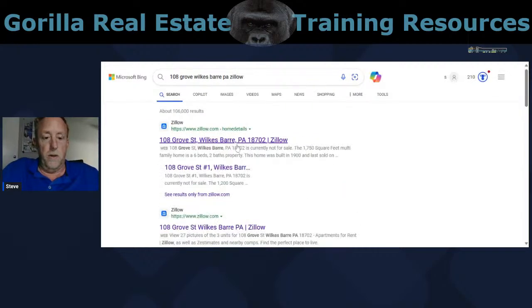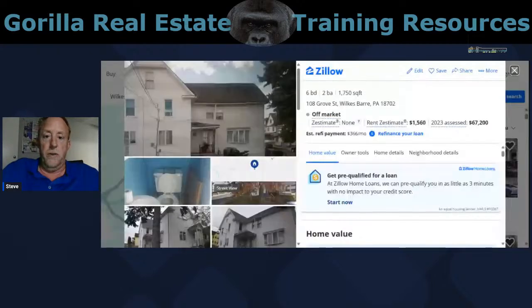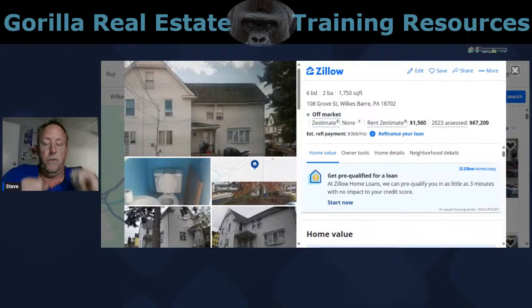Sorry, I thought I was showing you guys this stuff, and it turns out that StreamYard didn't follow the screen. So we're going to share this tab. So here is the 108 Grove Street thing. So glad I checked.